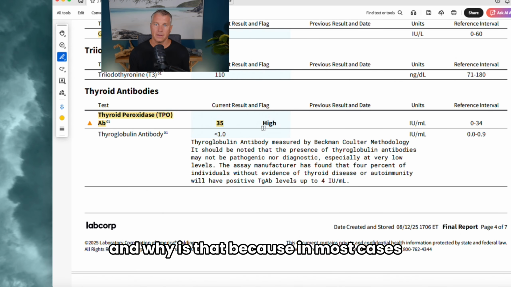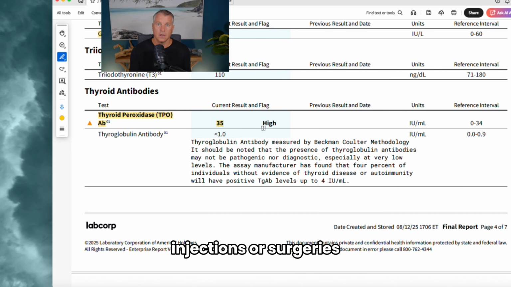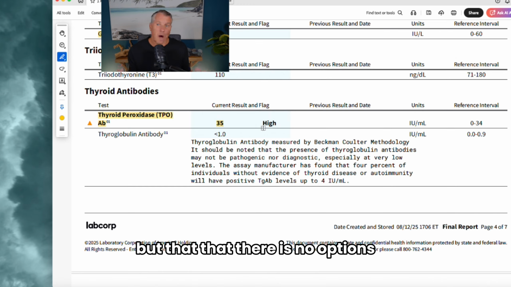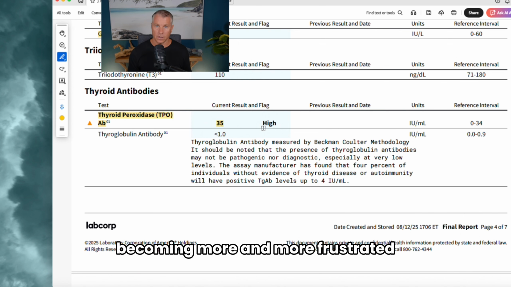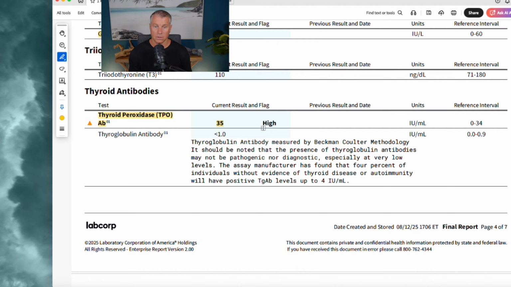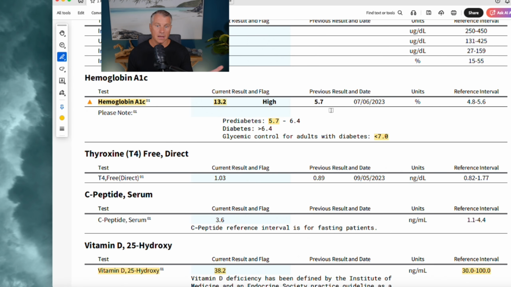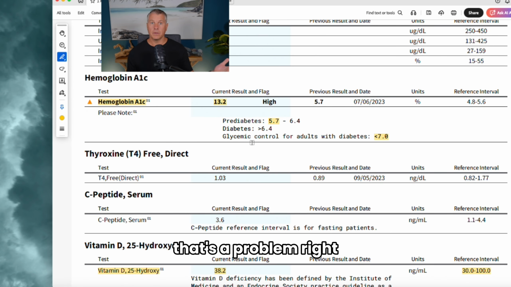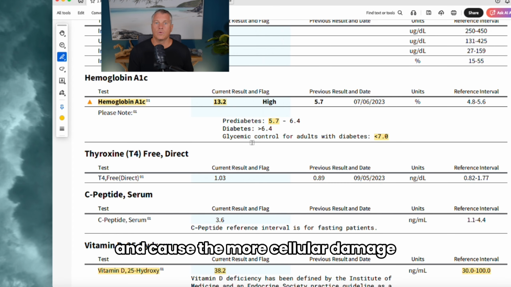And why is that? Because in most cases, there are no pharmaceutical drugs, injections, or surgeries, which is their treatment of choice. Not a problem, those are necessary in certain things, but there are no options here. So these problems get worse with time, and the individual gets worse with time, and then they start taking more and more medication, becoming more and more frustrated. So in this specific individual, we found multiple problems. If we scroll up here and go back to the A1C, they have out-of-control diabetes. That's a problem, because high amounts of sugar will damage your cells, cause more cellular damage, and perpetuate the disease process. So we have that problem.